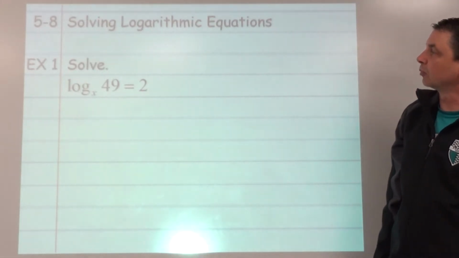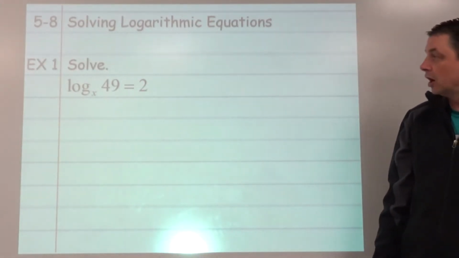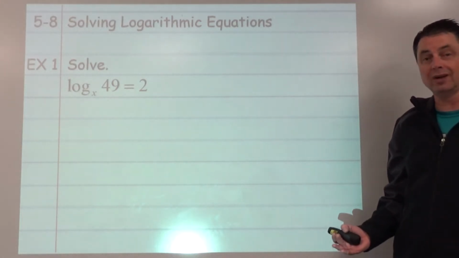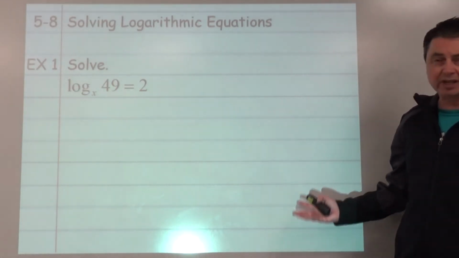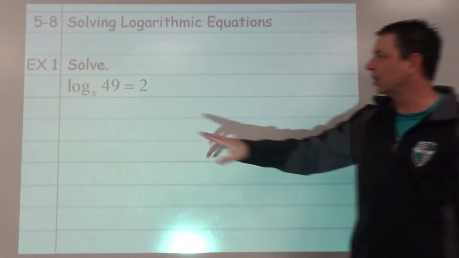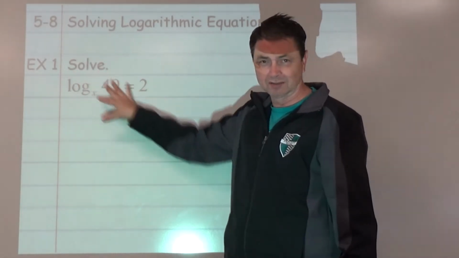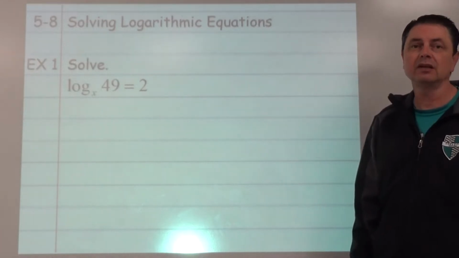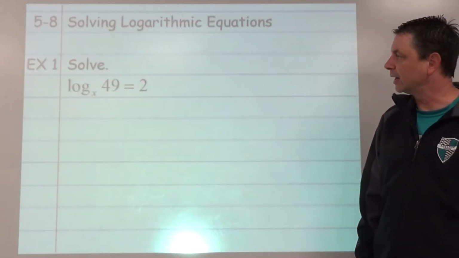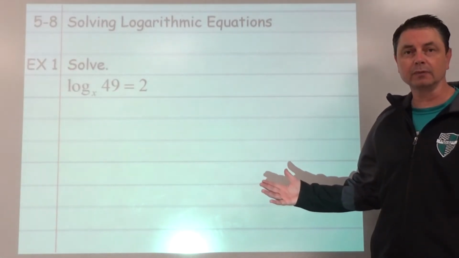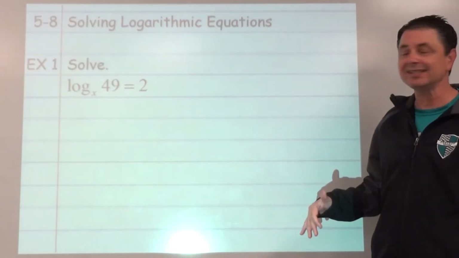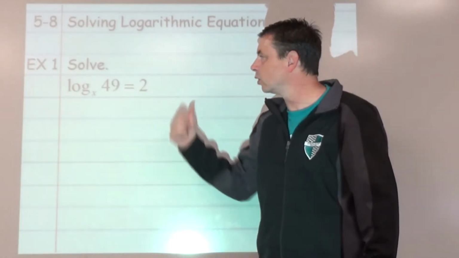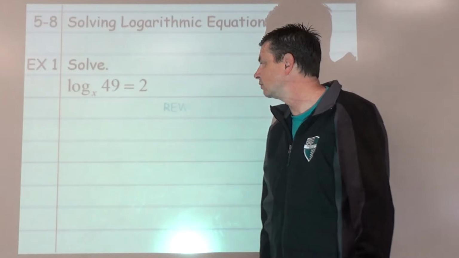We've got example number 1 here. We're supposed to solve log base unknown x of 49 equals 2. And truly, our unknown could really be any one of the pieces here to get started. But right now, it's our base. So right now, maybe we know it, but it's easy to rewrite this out of log form and into exponential form.